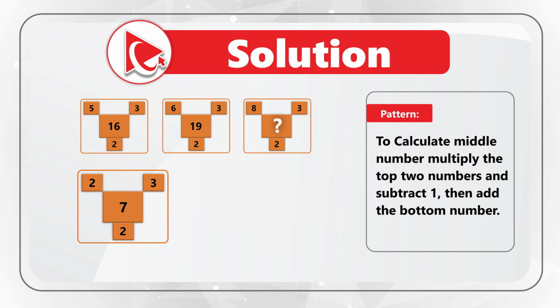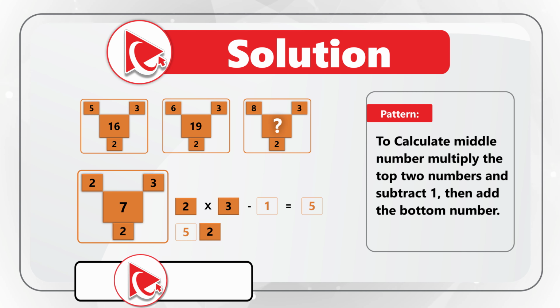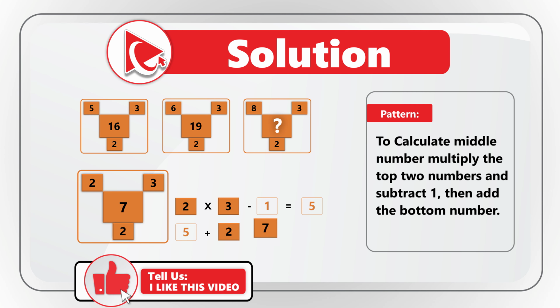Let's look at the first shape to confirm the logic. 2 multiplied by 3 minus 1 equals 5. 5 plus 2, which is the bottom number, equals the middle number, which is 7.